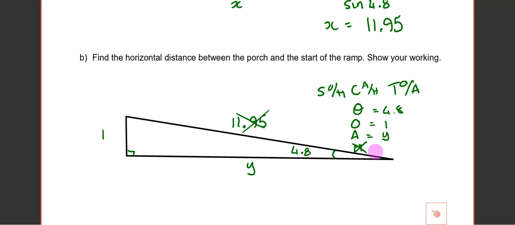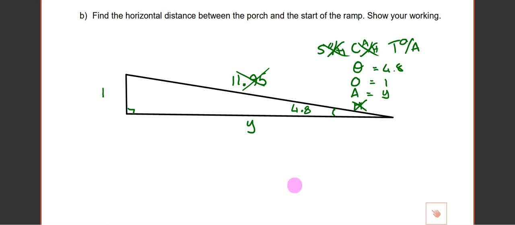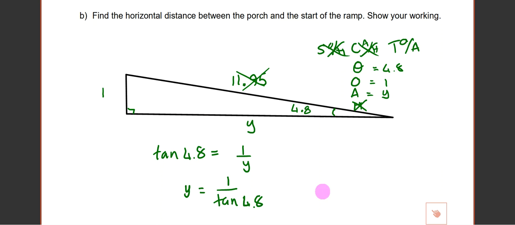All right. So you could have written equals, and then you're like, well, which one do I use? Well, you could have used any of them. But I'm going to cross that one out, so I'm not going to use the hypotenuse. So this time I'm going to use tan. So the tangent of 4.8 equals opposite over adjacent, which is 1 over y. So again, y equals 1 over tan of 4.8. Right, and we get y is 11.91.